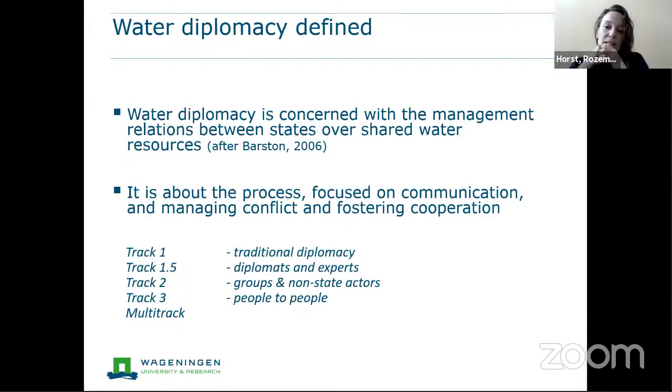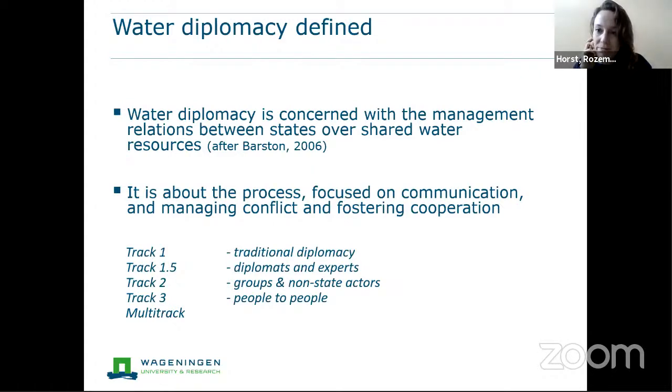And what water diplomacy then helps us to do is to focus on the process. So on communication, on fostering cooperation. And I will talk about the tools and approaches in a bit, and also connect it back to what Christina has said. But water diplomacy and the management of relations between states is not only a state's business, but there are different groups and actors involved.